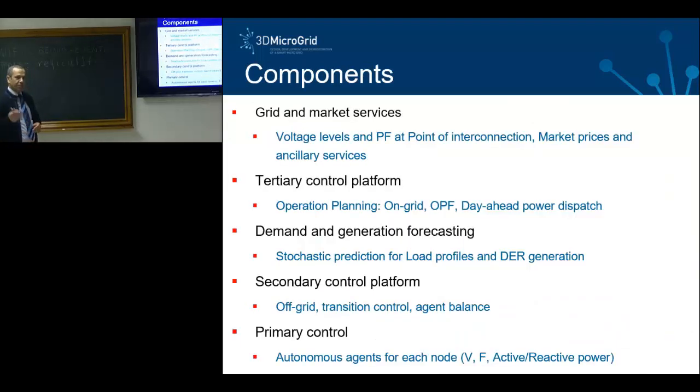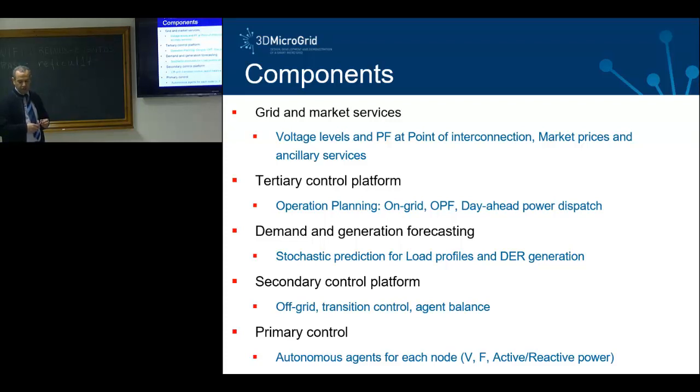So as I said, the components that you have seen in the graph: one is on the grid and market services, and this is very much focused on the interconnection with the grid. What are the voltage levels? What is the power flow in the two directions? Because it very much depends on the pricing of electricity in the grid. So what are the market prices, and what are the ancillary services that keep up the optimal power flow on the system?